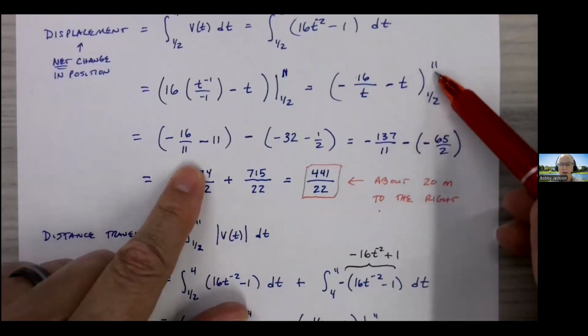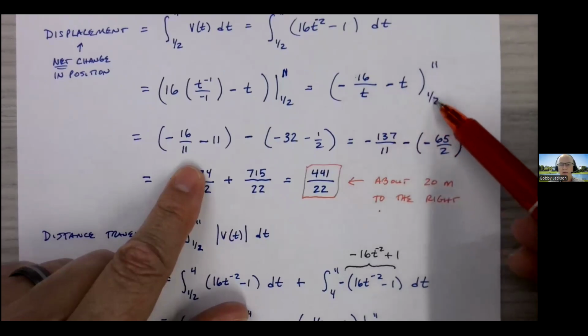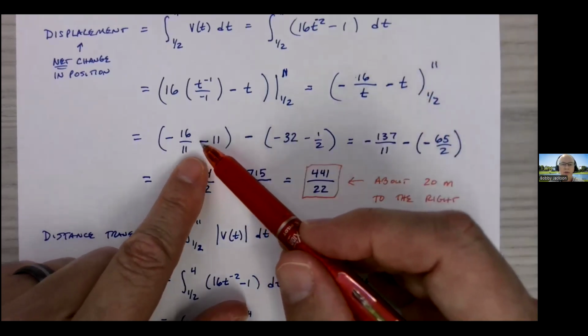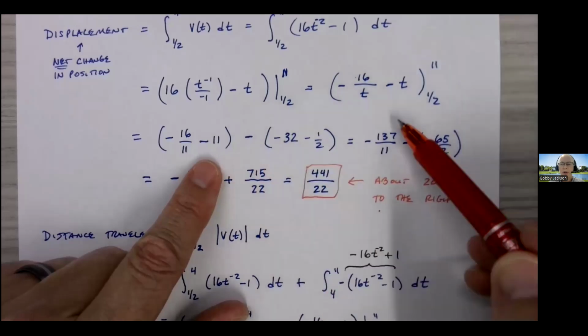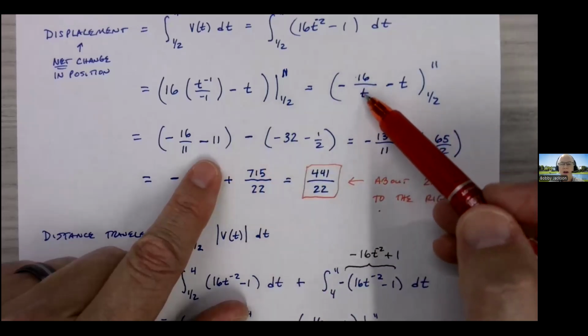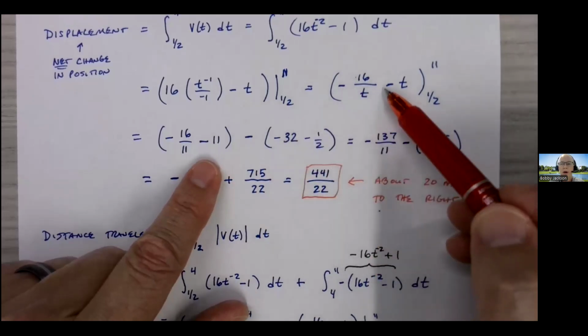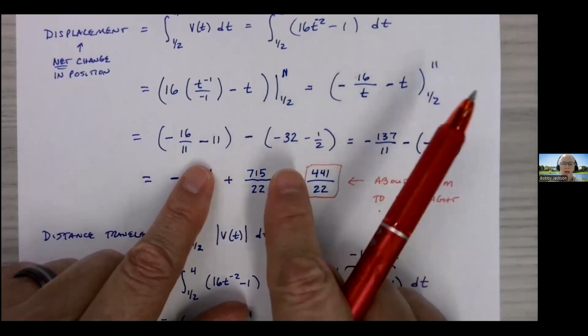Now I plug in 11, right? Evaluate this at 11, evaluate it at 1/2, and subtract. So at 11, I get negative 16/11 minus 11, minus plugging in 1/2. Well, 16 divided by 1/2 is 16 times 2, which is 32. So I get negative 32 minus t, which is 1/2 again, and we get this.